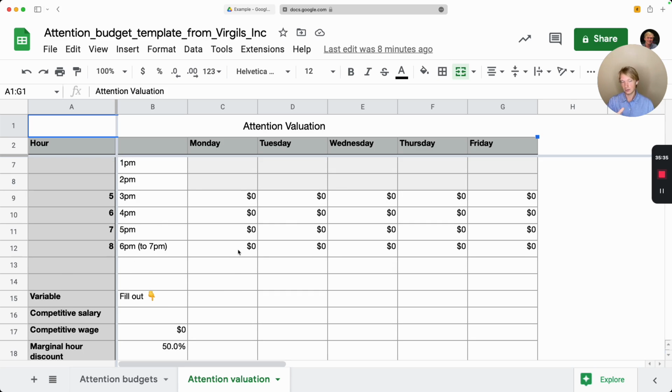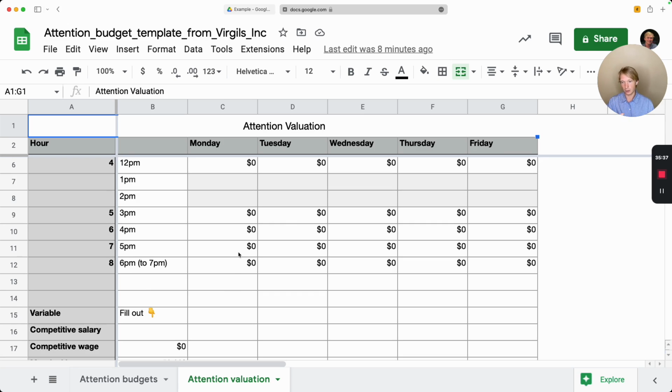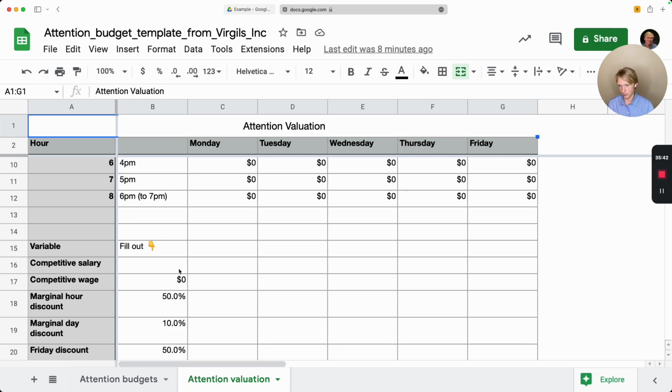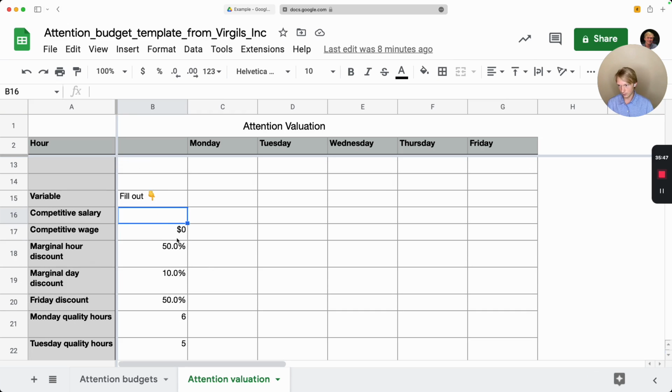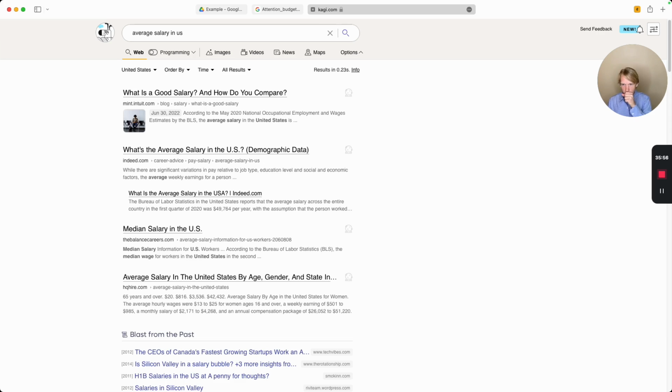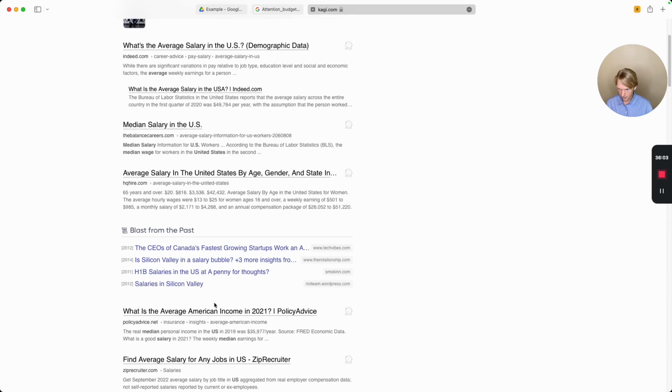Now, again, caveat: you can't put a price tag on human attention, but you kind of can for the purposes of this exercise. So here's what we're going to put down. Let's put our competitive salary. I don't know what the average salary in the US is. It's like $35,000 a year or something. $36,000. That's median income.